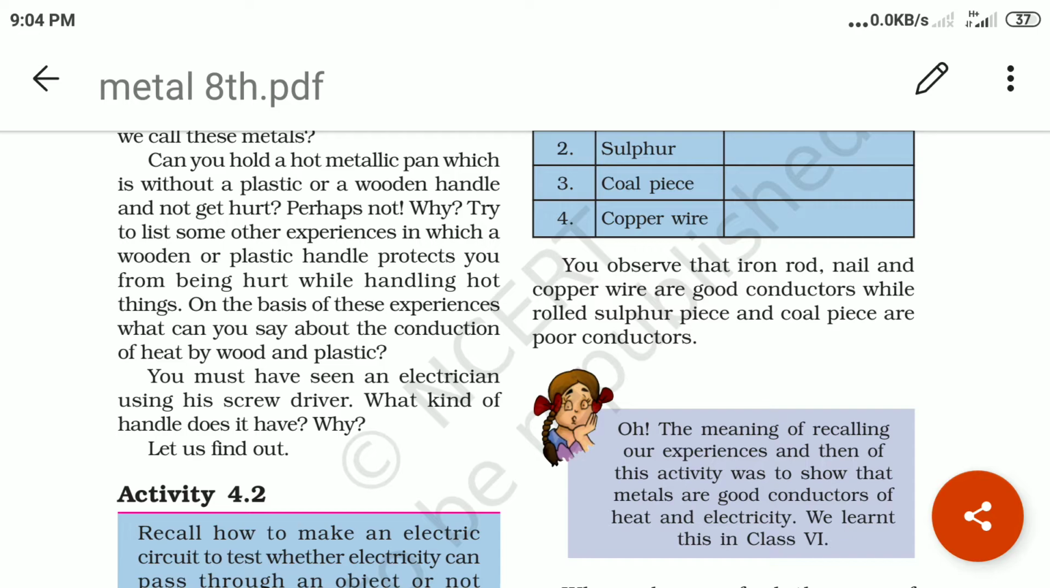Perhaps not. Why? Try to list some other experiences in which a wooden or a plastic handle protects you from being hot while handling hot things. Yes, we know that every pan has a handle made of plastic or wood. On the basis of this experience, what can you say about the conduction of heat by wood and plastic?